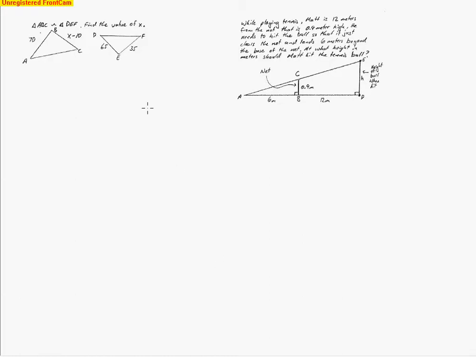This is the second half of the tutorial for Chapter 4, Section 3, Similar Figures, Part 3. Let's take a look at this one again. We've seen a problem similar to it, so let's see if we can do it again. Triangle ABC is similar to triangle DEF. That's what it's saying here. Find the value of x.